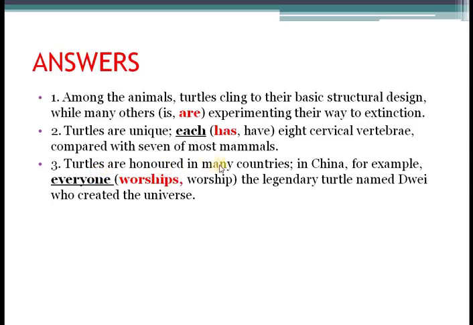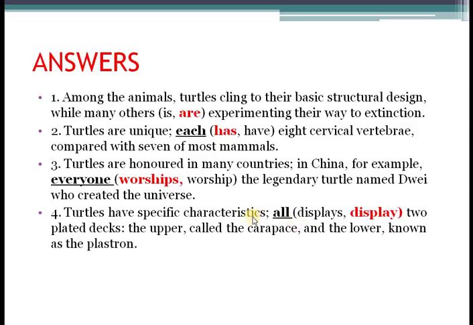Also again, we see this sentence beginning with another independent clause. Turtles are honored in many countries. In China, for example, everyone. So the subject here is everyone, and everyone is a singular indefinite pronoun. Therefore, it takes the verb ending with S.